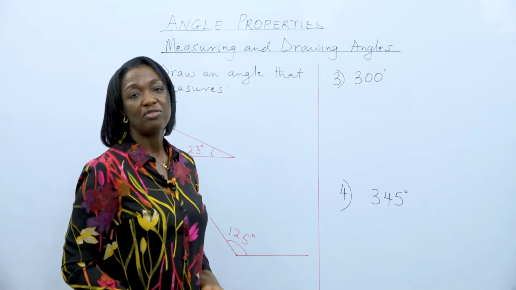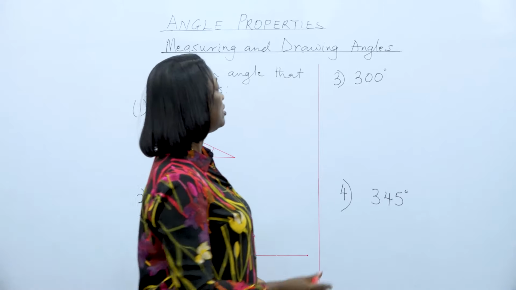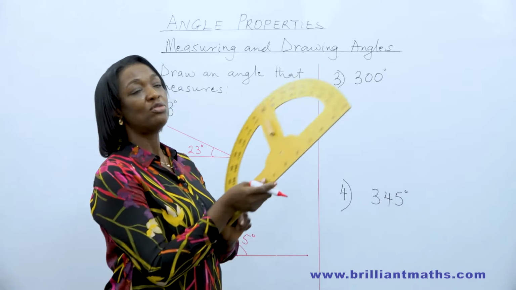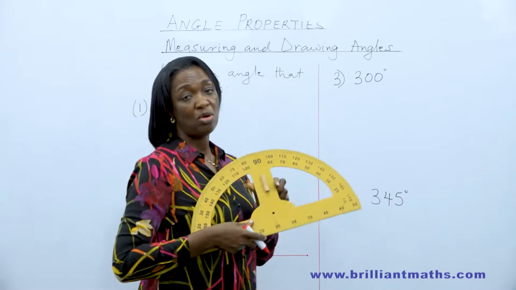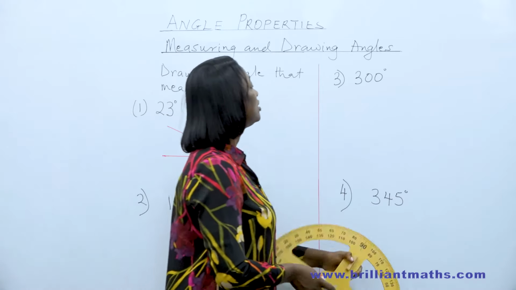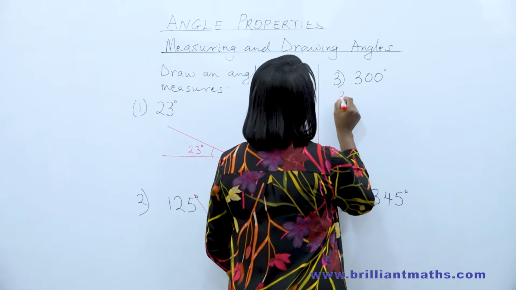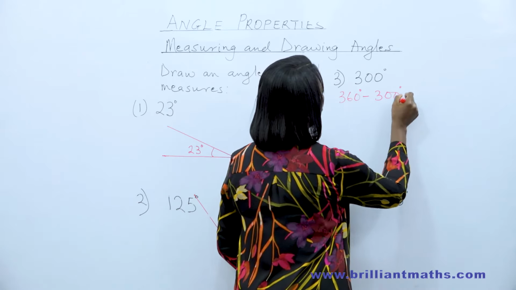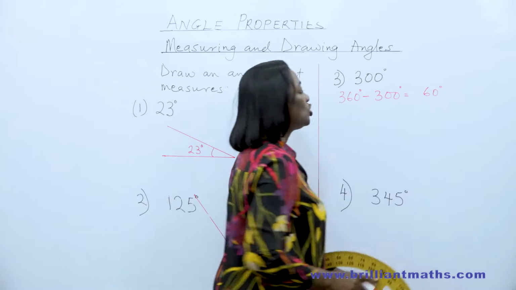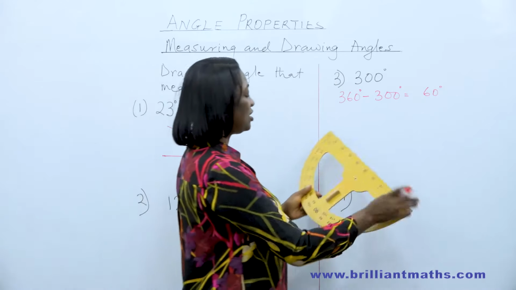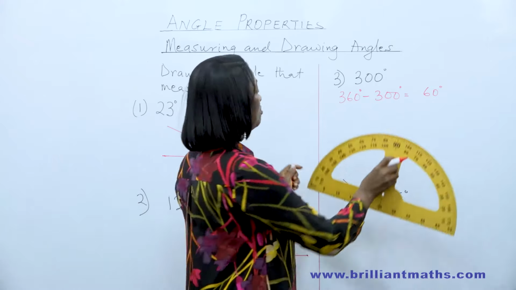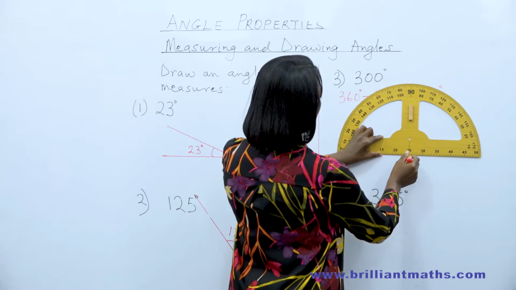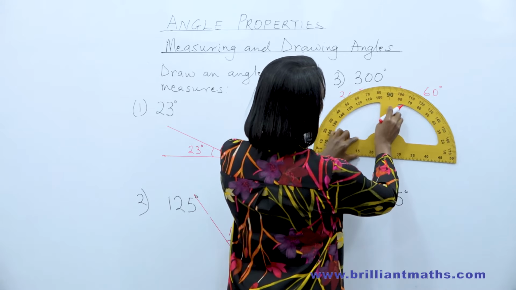Drawing an angle of 300 degrees, which is a reflex angle, the first step is to subtract that from 360, because the angle measurer can only measure up to 180 degrees. 360 degrees minus 300 degrees is equal to 60 degrees. So I'm going to draw an angle of 60 degrees and then measure the back. So 60 degrees.